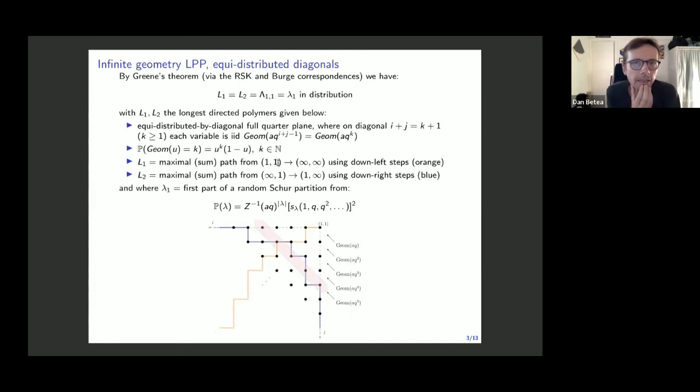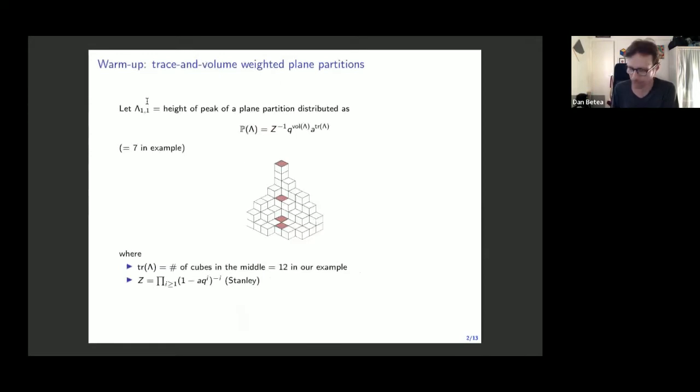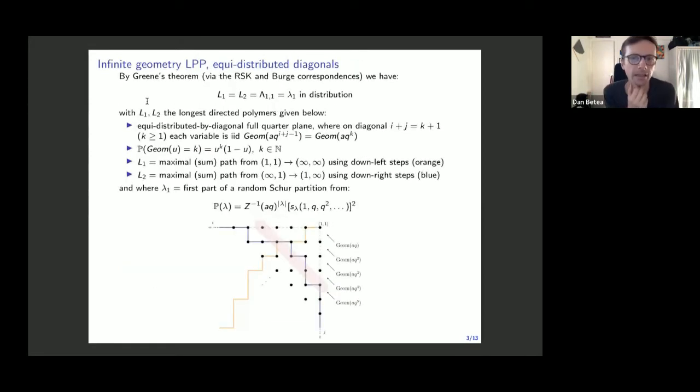It turns out that using a theorem of Greene and various combinatorial correspondences like the Robinson-Schensted-Knuth and the Burge correspondence, the distribution of this guy, what I call lambda 1,1, the distribution of the peak, has many other interpretations. It is equal to both L1 and L2 in distribution. What are L1 and L2?